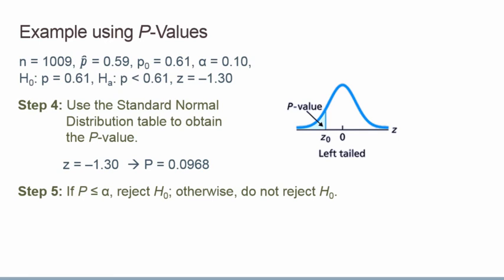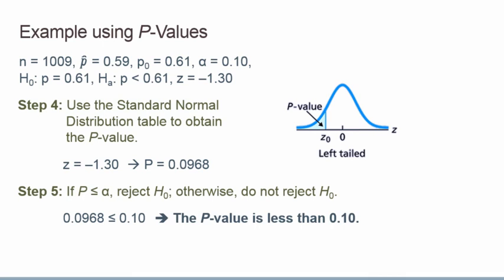Step 5, if p is less than or equal to alpha, reject H sub 0. Otherwise, do not reject H sub 0. We want to compare p to alpha. 0.0968 is less than or equal to 0.1. The p-value is less than 0.1. Reject H sub 0, the null hypothesis.